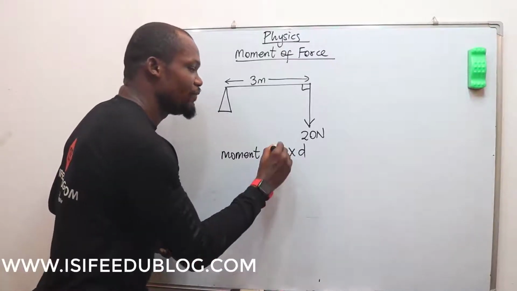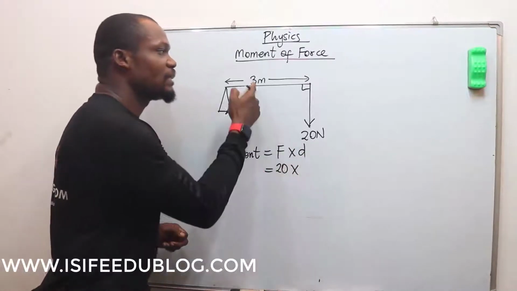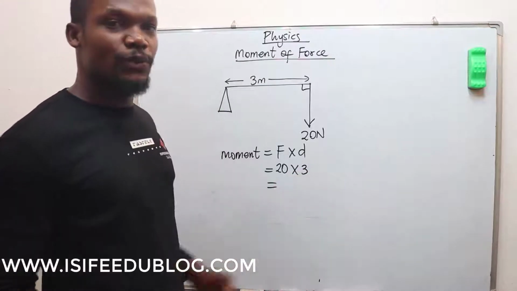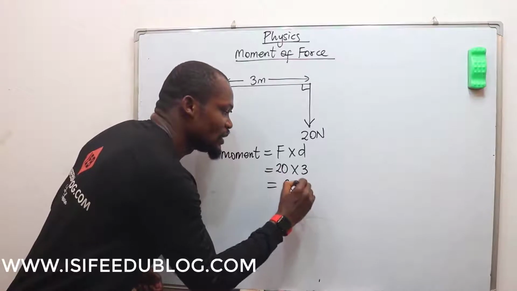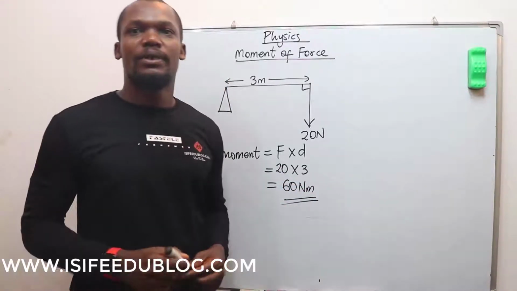Hence, the force is what? 20 Newton times the distance is what? 3. And we can now say 20 times 3 will give us 60. Hence, the moment of this force is 60 Newton meter. That is how simple it is.